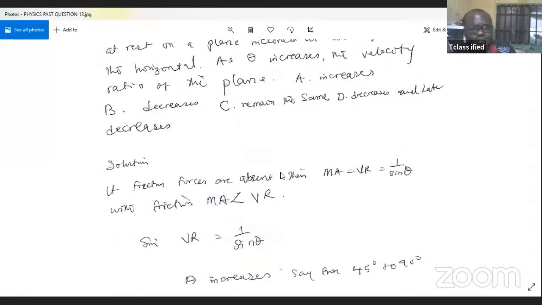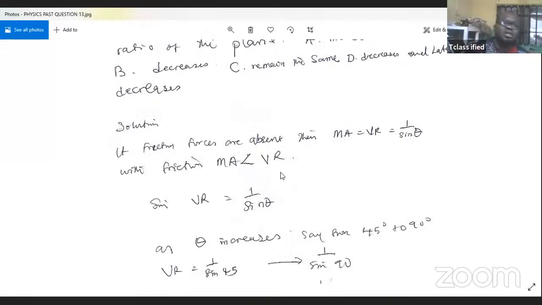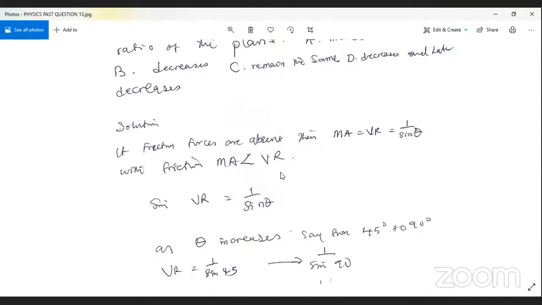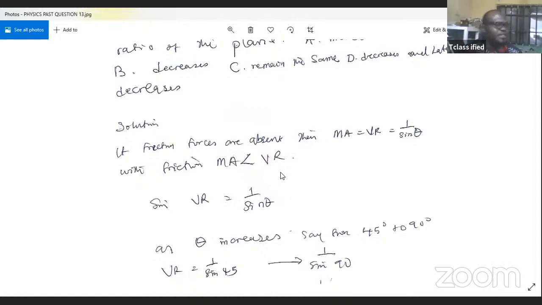Okay, solution. For the mechanical advantage and velocity ratio for an inclined plane, if the frictional force is absent, then the mechanical advantage is equal to the velocity ratio, and both of them are equal to 1 over sine of the angle of inclination, 1 over sine theta. But if there is actually friction, then the MA is less than the VR.